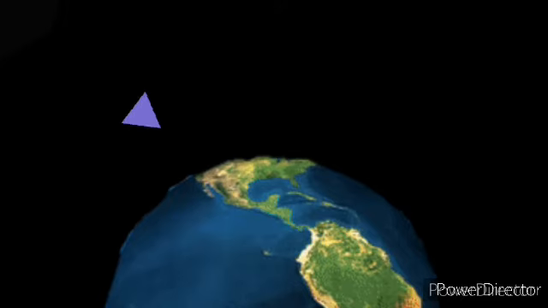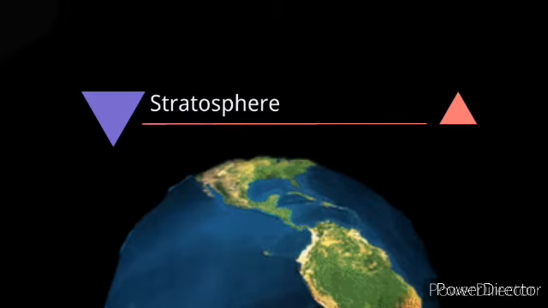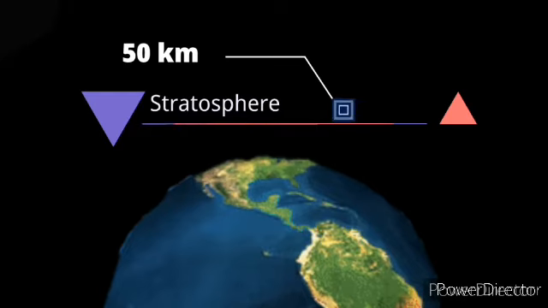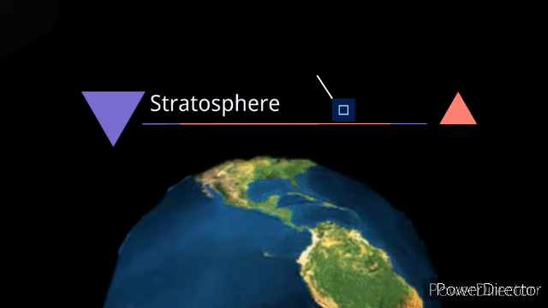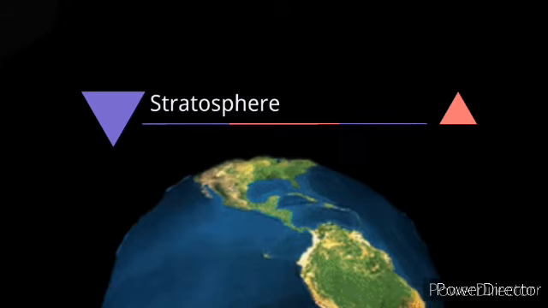Next, we have the stratosphere. This reaches around 50 kilometers above the tropopause. It is responsible for a large portion of the ozone in the atmosphere. The absorption of ultraviolet energy from the sun by this ozone causes the temperature to rise with height. So the temperatures are highest over the summer pole and lowest over the winter pole in the stratosphere.